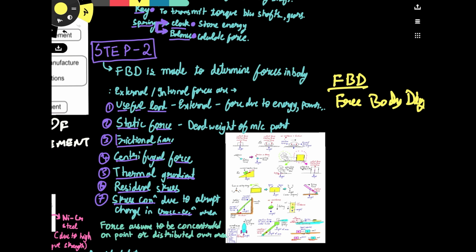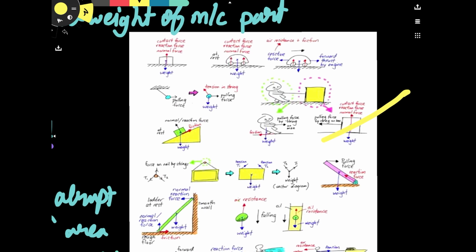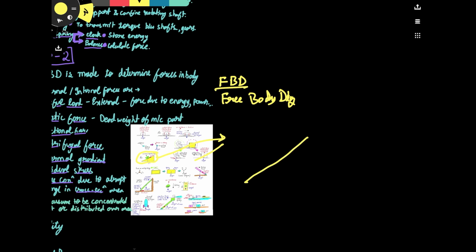Well, it's very easy. I have given a pictorial representation here. Let's take this example. There is a wedge kind of thing, and a block resting on it. I need to make the FBD of this block, so I'll just free the block. Take the block apart from the wedge. Now the block is free, right?